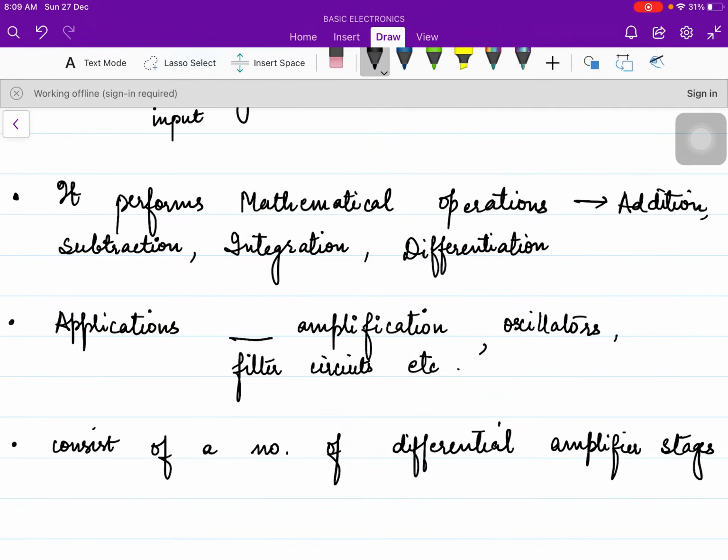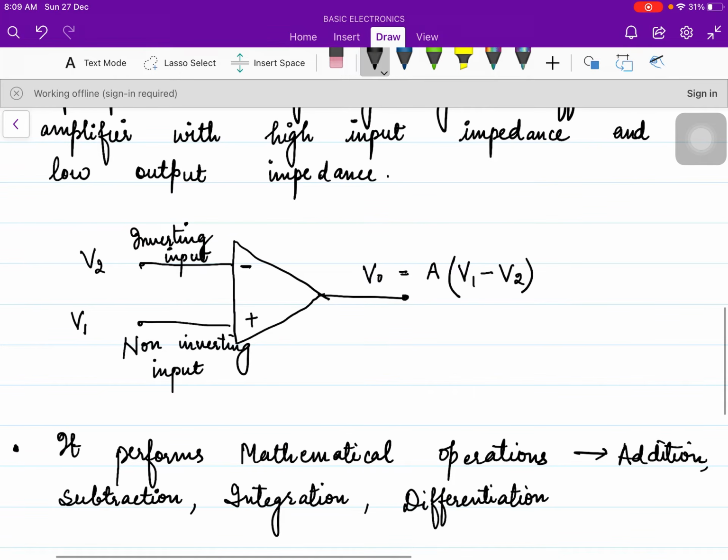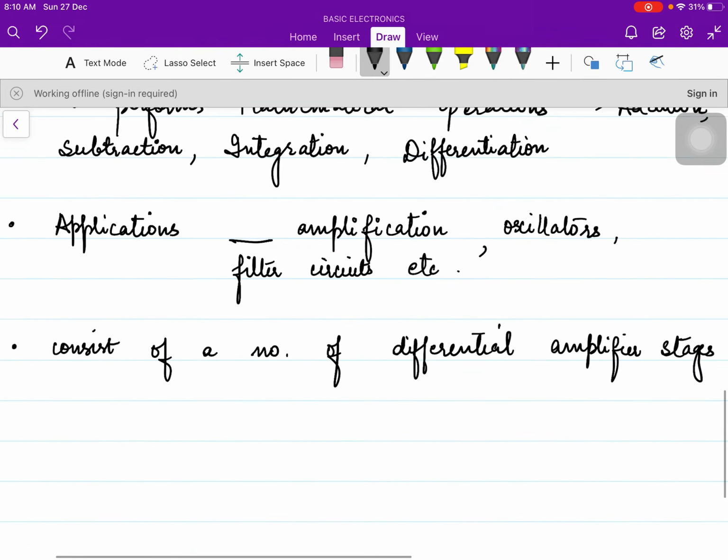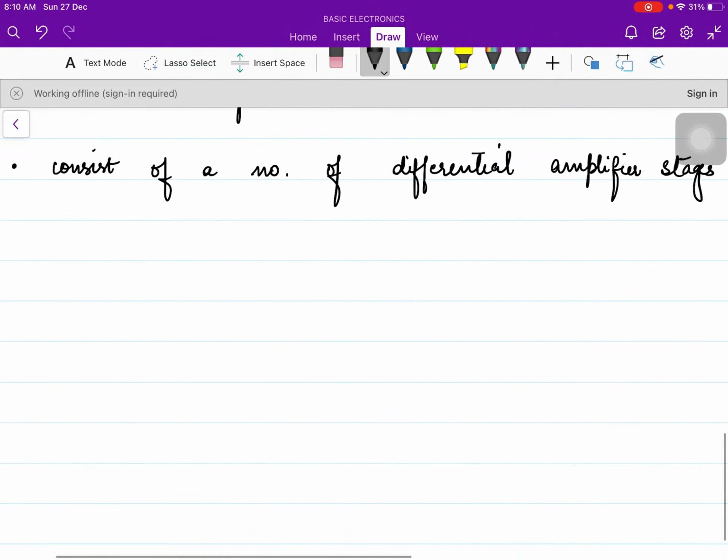So let's look at the circuit symbol once again. V1 is the voltage of the non-inverting terminal, V2 is the voltage of the inverting terminal, and A is called open loop gain, which is very high for op amp. Now that was all about op amp, an overview of op amp. Now let's move on to the block diagram of op amp.